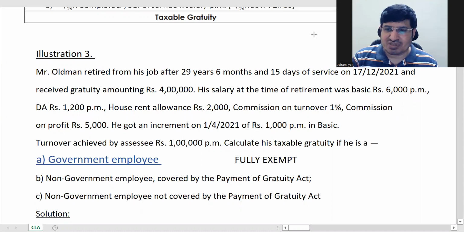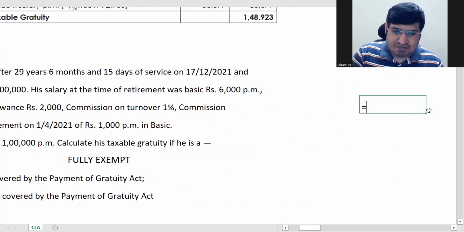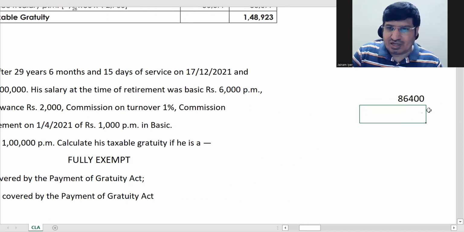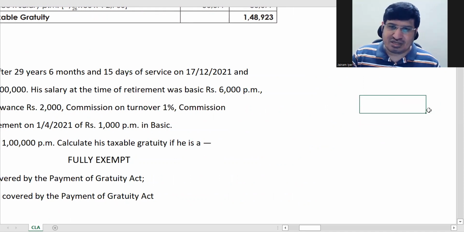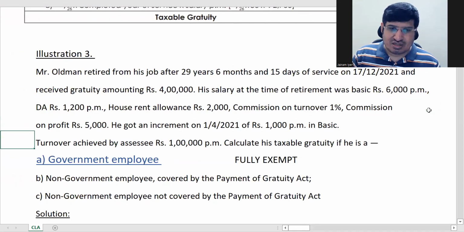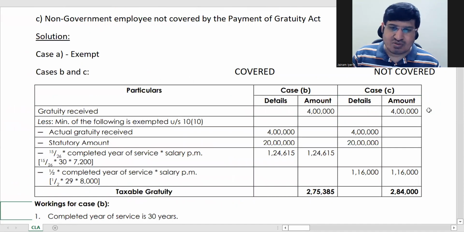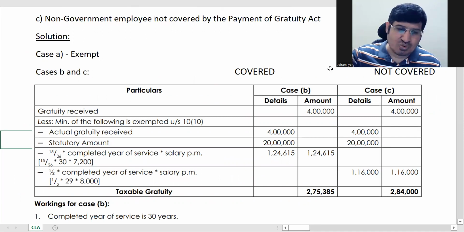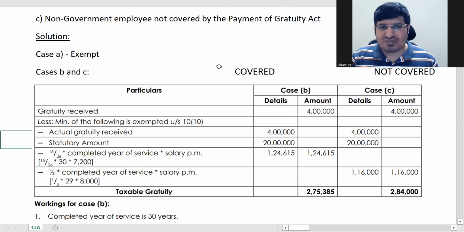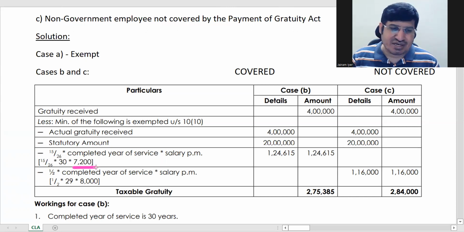Now into 12, just do 7,200 into 12, you will get 86,400. Okay, fine. I mean, not annual. Here you don't need to do the annual calculation because you're going to use only the monthly salary in this formula. So this is how you got 7,200 by adding basic and DA. Multiply these three and you will get this third figure. So this is taken care of, case B.